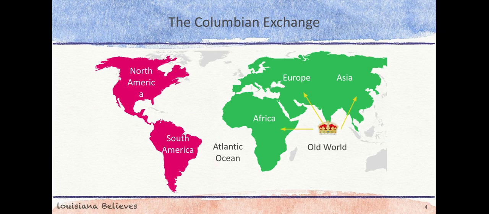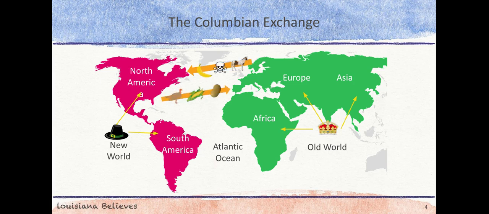Trade between the Old World, consisting of Europe, Asia, and Africa, and the New World, North and South America, increased with both positive and negative consequences. Crops, animals, and diseases were exchanged in both directions across the Atlantic and reshaped how people from both the New World and Old World live.